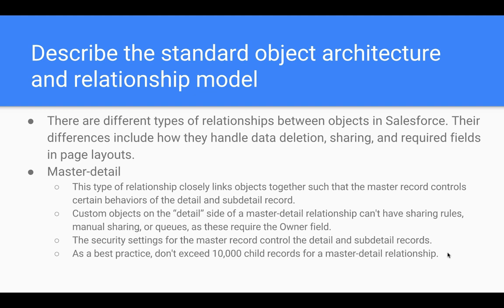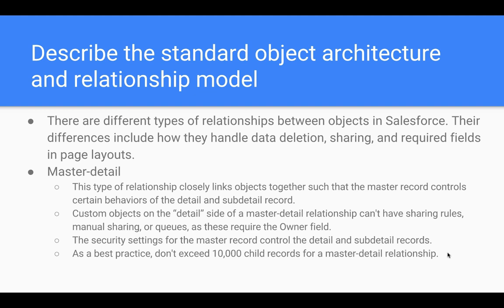There are two types of relationships: master detail and lookup, all right? So I'm going to explain the difference between the two. Master detail is the type of relationship that closely links objects together such that the master record controls certain behaviors of the detail and sub-detail record. So when you think about a master detail, think about how anything that happens to that one object affects everything underneath it. And I'm going to show you a visual in a second about what this looks like. So if you are not 100% sure, stick with me. I'm going to give you some of the content and then I'll show you a visual of this.